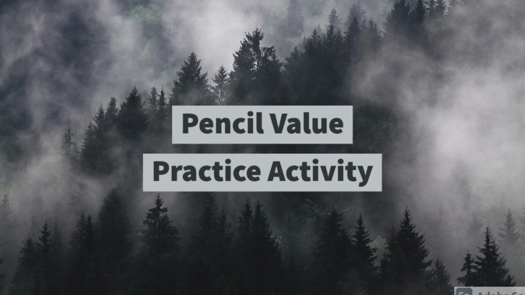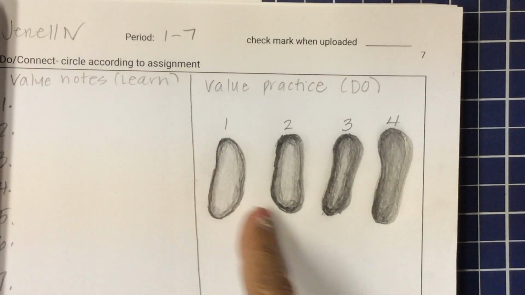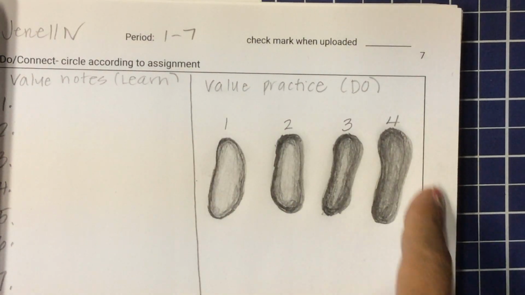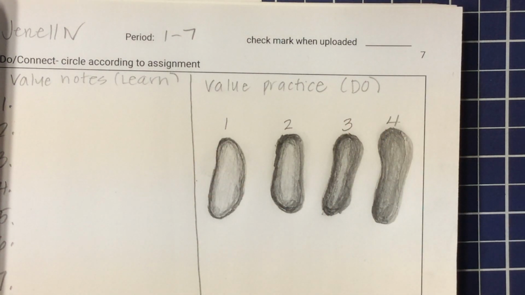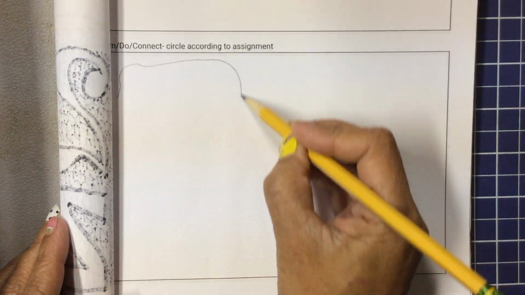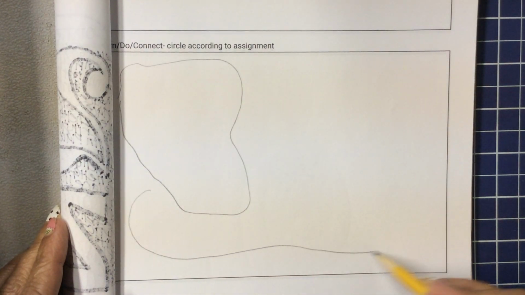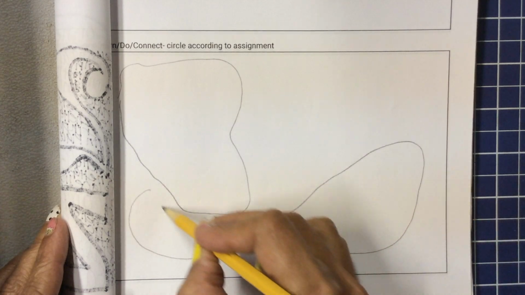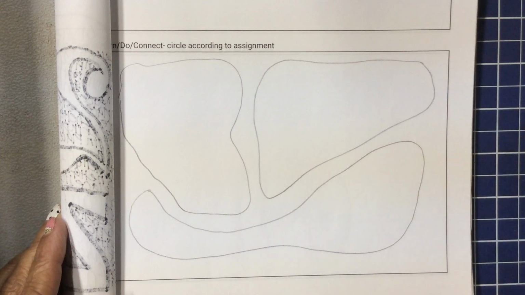For this pencil value activity, we'll be working on page 7 and we'll be referring to our value practice that we did in the do box of page 7. So on the bottom portion of your page, in the Connect section, you are going to draw 3 organic shapes that fill the entire space. They should not touch each other, but they should fill the space, and in between each shape there should be a little space, just like this.